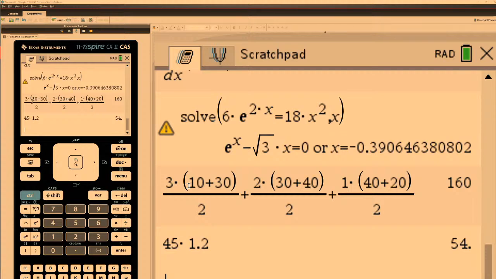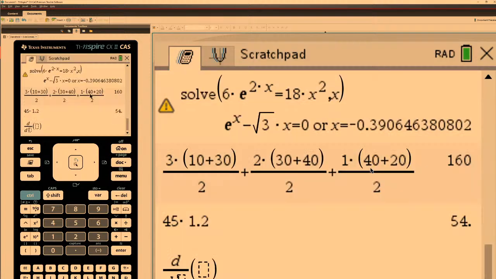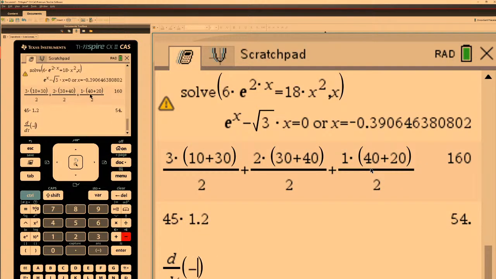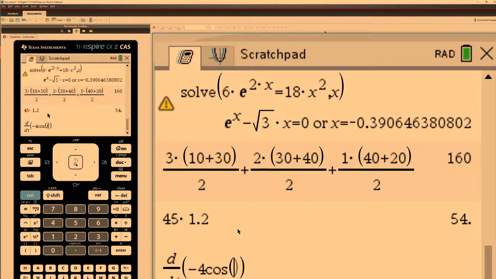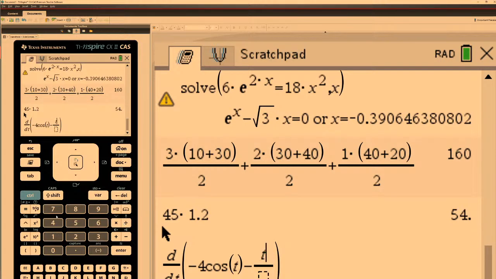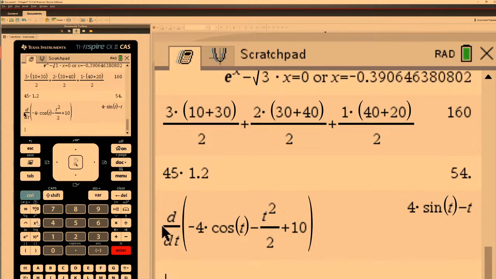And so the first thing I'm going to do is take the derivative to get the velocity. So derivative with respect to time of negative 4 cosine of t minus control divide t squared over 2 plus time. Okay, so that's going to give me the velocity.